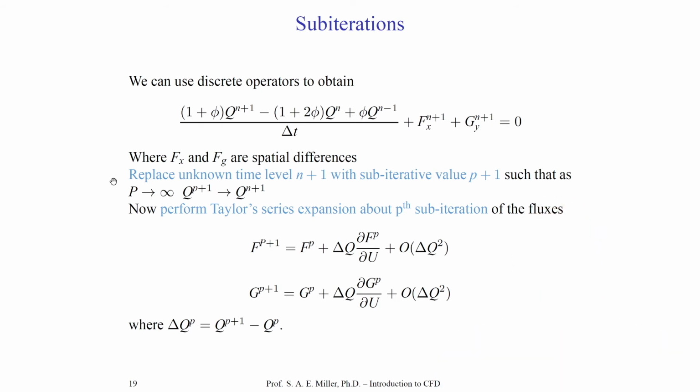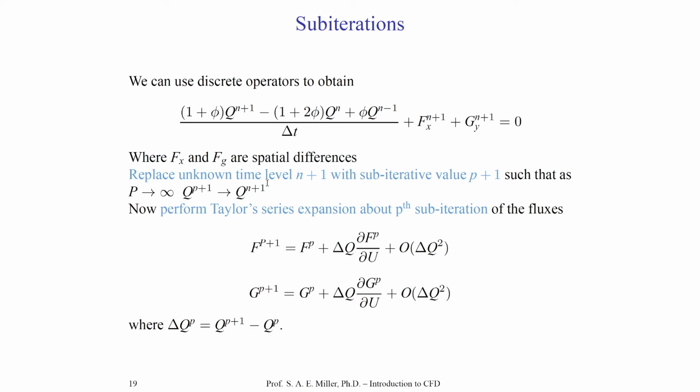Now, what we would do, we will replace the unknown time level n plus 1 with a sub-iterative value of p plus 1. We'll let p go to infinity and define that q of p plus 1 goes to q of n plus 1 as p becomes larger. That's a sub-iteration. In sub-iteration solvers, the more iterations or sub-iterations you have from one time level to the next, or as you're going towards a steady solution, the more accurate solutions you'll, of course, have.